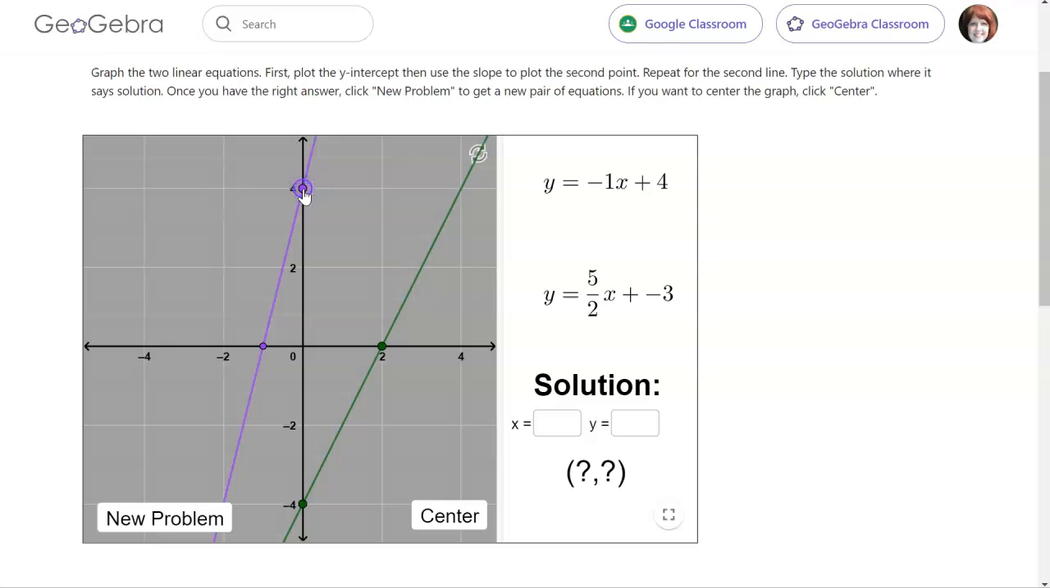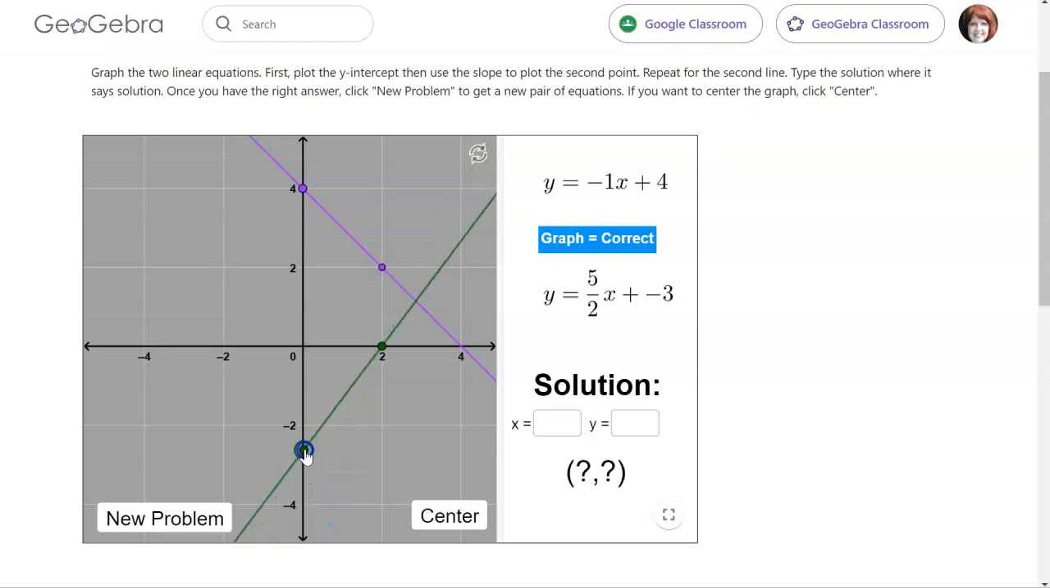So the first line has a y-intercept of 4, and the slope is going to go down 1, right 1. So you might want to do that a few times to make sure you're right on the point. I think this is going to work, maybe. Let's put it there. All right, it's going to tell me the graph's correct, so that's kind of nice. Now the second graph is at -3, somewhere in here. Let's see if I can get it right on it.